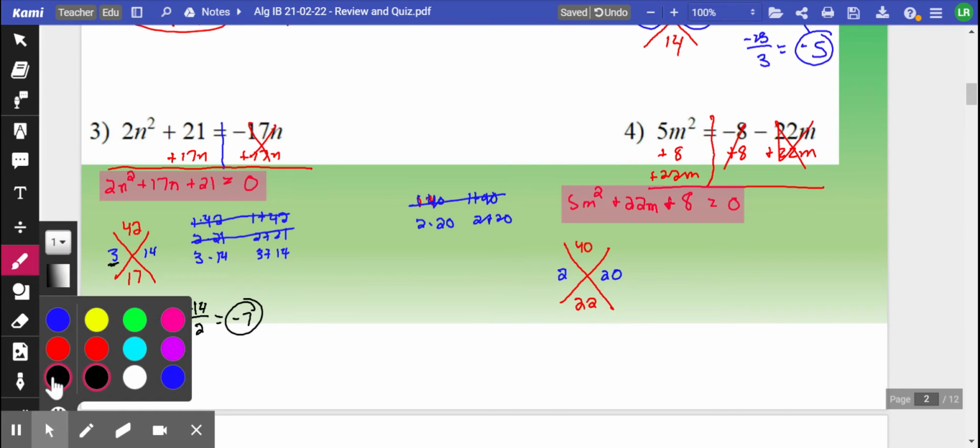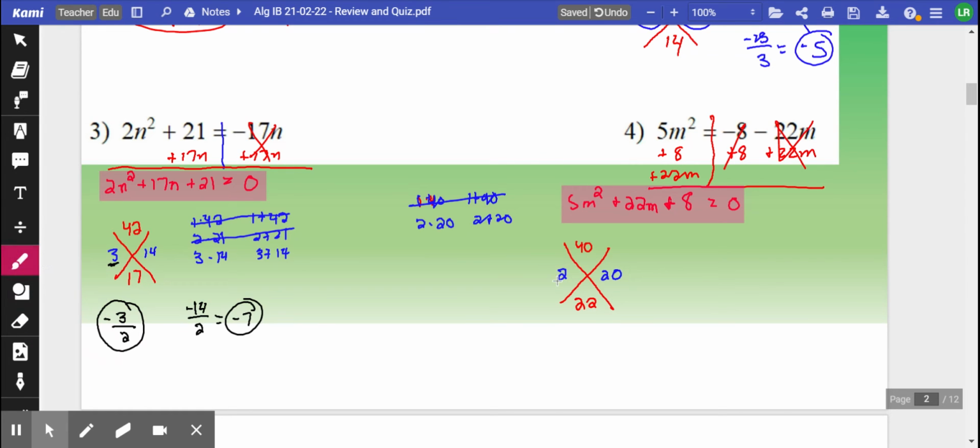Do my shortcut here. Opposite of 2 is -2 divided by the A value. Opposite of 20 is -20 divided by my A value. That would be -4. Okay. You will typically see me use a shortcut when I do these. Okay, I prefer not to do the traditional method.